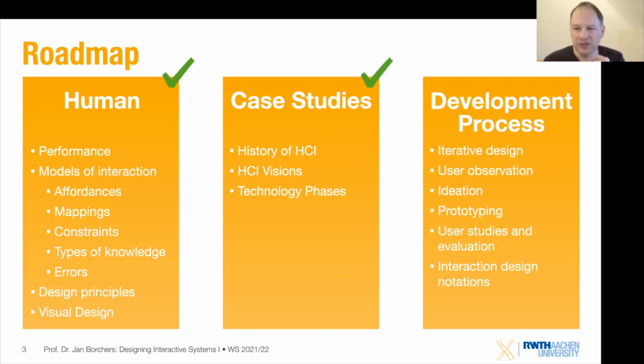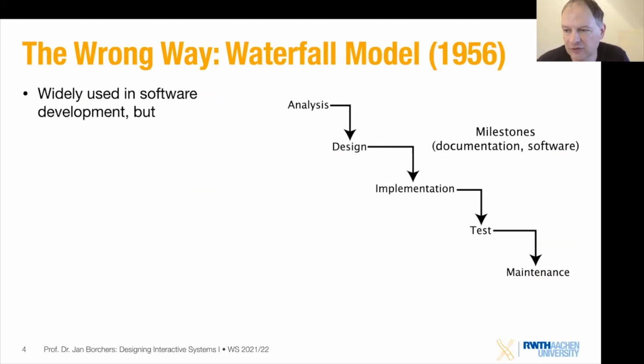Diving into number three. First of all, when software started to get developed around the 40s, 50s, when computers became available, a model was derived that was pretty much based on engineering, civil engineering, how you would build a bridge or something like that. And this model was called the Waterfall Model. And I'm sure you've heard about this in software lectures in some kind, no matter where you did your undergrad so far.